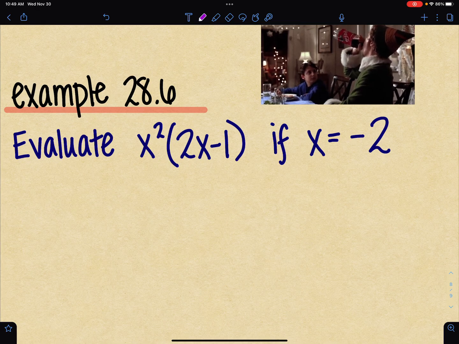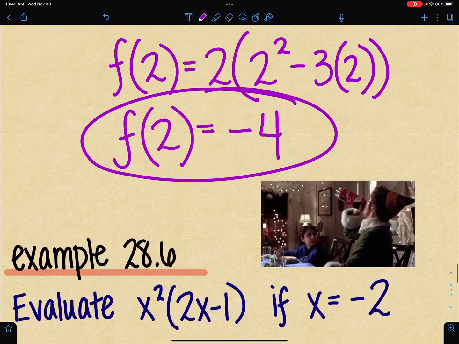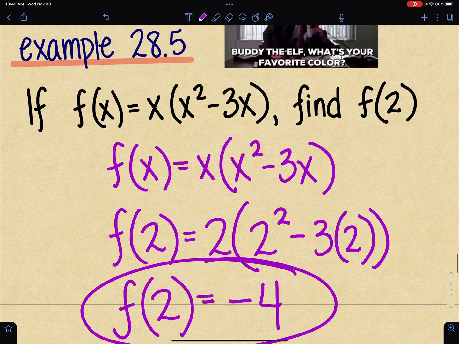Look at him drink that Coke. How did he? Okay, we're going to do this example. And this is example, oh, you know what? I skipped one in the homework. Oh my heck, how did I skip? Did I skip one? No, I didn't skip one.